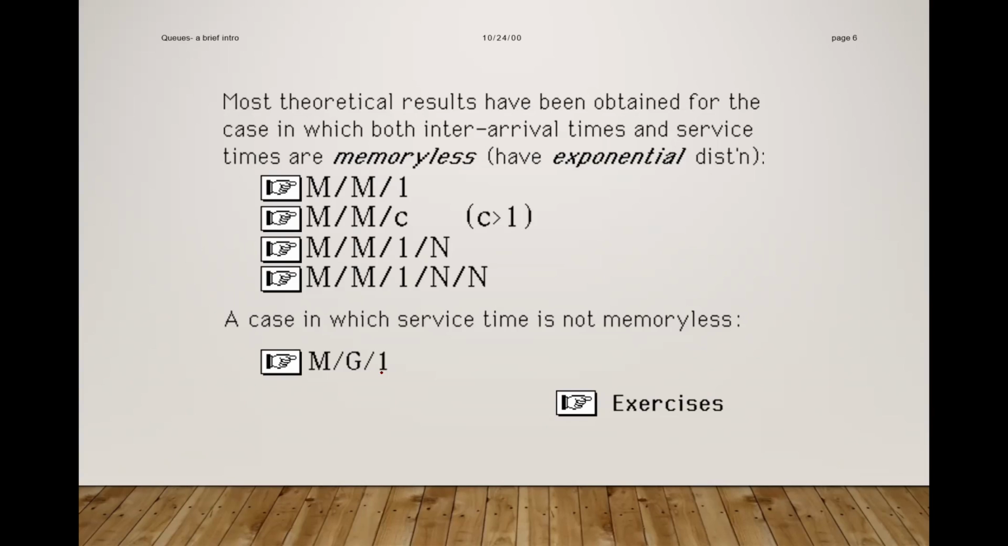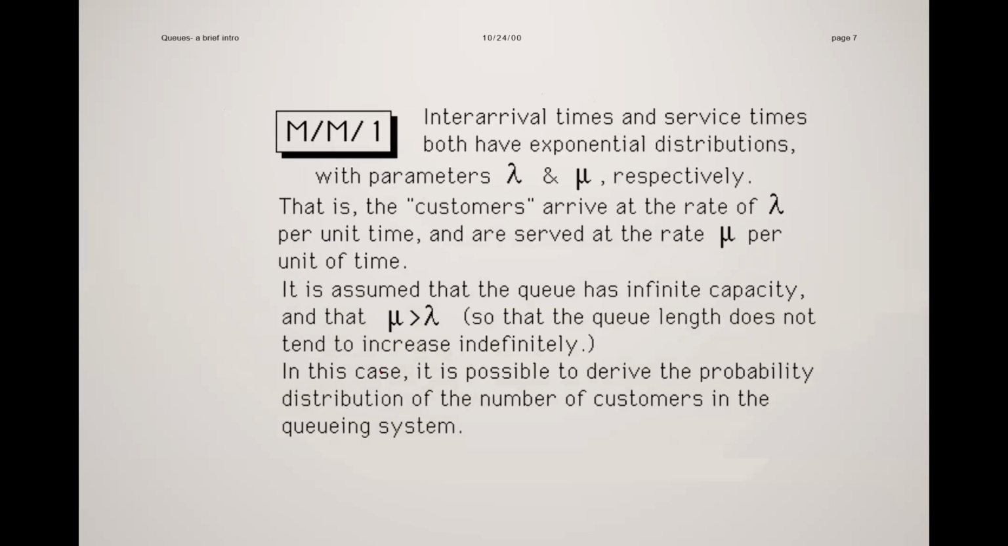Okay, let's deal with M/M/1: exponential, Markovian, and we have one server. For the inter-arrival times and service times, both have exponential distributions. So you have lambda, and the service rate is usually denoted by mu, and the arrival rate is lambda.